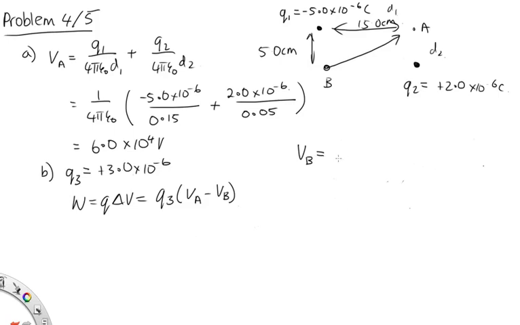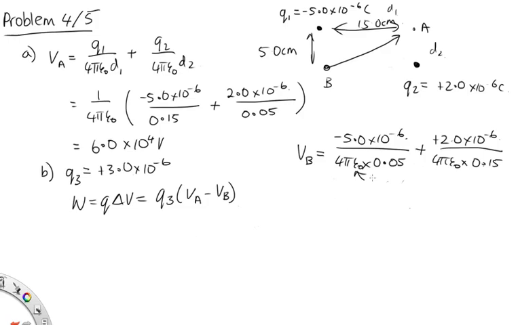So VB is equal to, just substituting into this equation as we go, minus 5.0 times 10 to the minus 6 over 4 pi epsilon naught, and the distance here is the 5 centimeters, so 0.05, plus this charge over here, plus 2.0 times 10 to the minus 6 over 4 pi epsilon naught, and this distance is the 15 centimeters, so 0.15. Substituting in epsilon naught as 8.85 times 10 to the minus 12 and entering all that into the calculator, you should end up with minus 7.8 times 10 to the 5 volts.